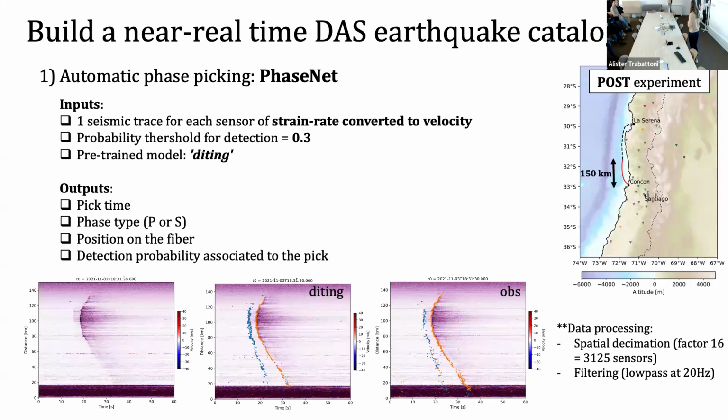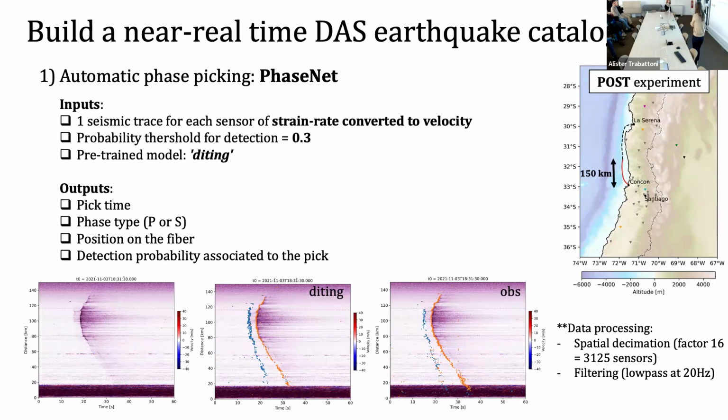So what we have to give to PhaseNet as input is, of course, the data, so strain rate converted to velocity. We have to define a probability threshold for detection. Here we chose 0.3 by trying different thresholds. And also, for people that are not familiar with PhaseNet, we are using PhaseNet with a Python library called SeisBench. And inside SeisBench, you have the possibility to choose several different pre-trained models.